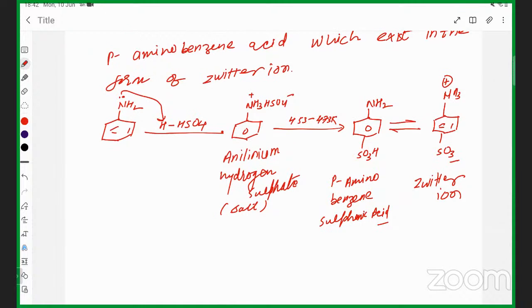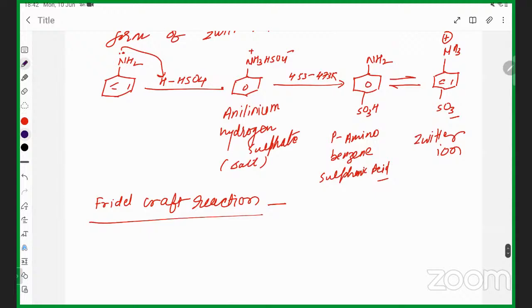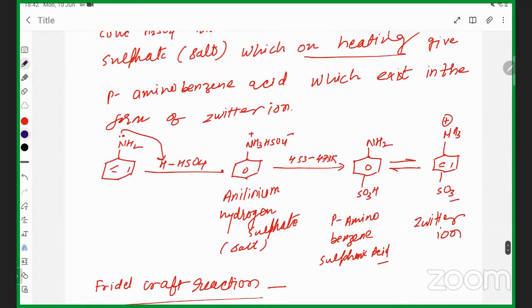Are you getting this? Sir, Hello. you can scroll a little upwards, sir. I was writing that one concentrated H2SO4 onwards.